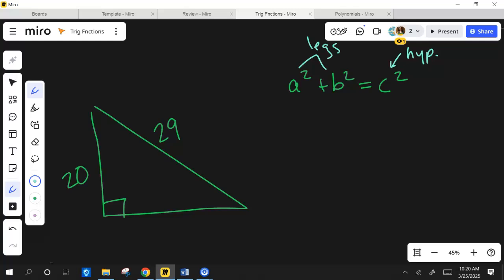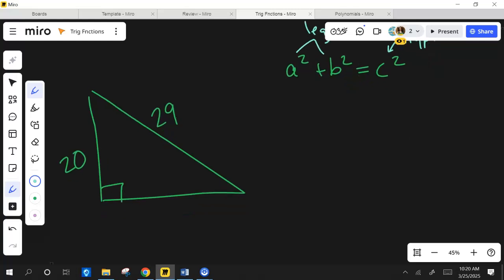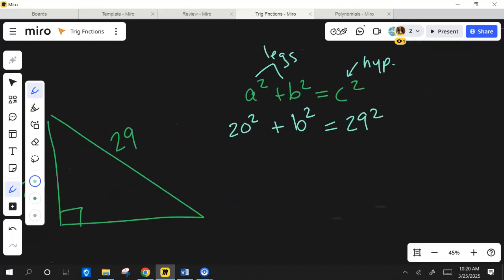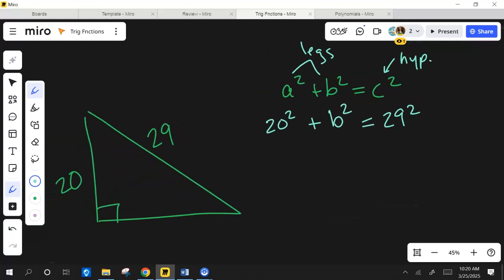So if I need to know what the missing leg is here, set it up. 20 squared plus b squared, because I'm missing this other leg, equals 29 squared. So use your calculator. It doesn't matter which one's which. They're just legs. So do 29 squared minus 20 squared. It doesn't matter which one you let be a and b, as long as they're both legs. B squared equals what? 400.